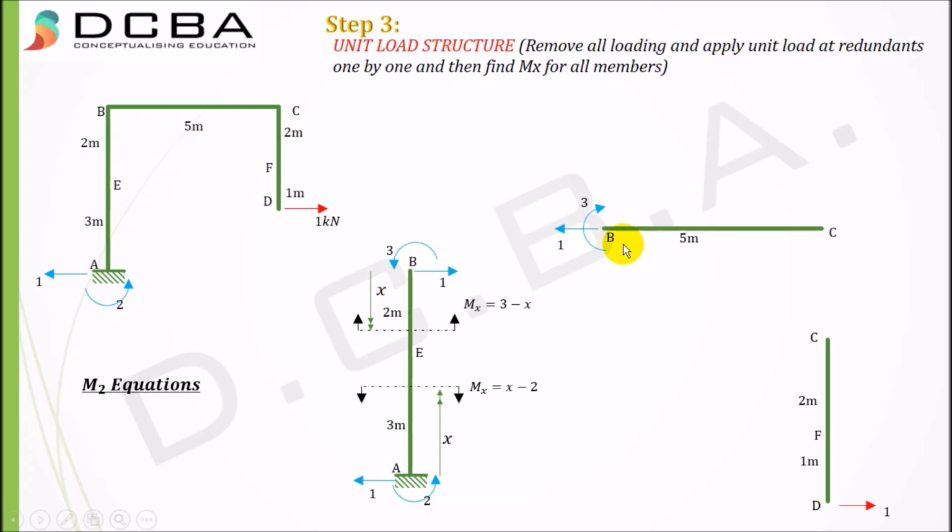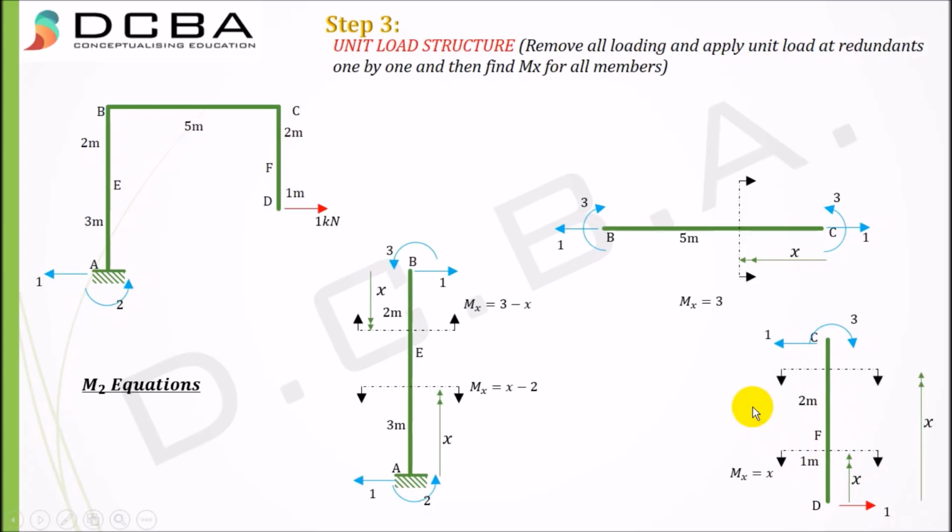Translating these reactions here, finding reactions here, I get 1 rightwards and 3 anti-clockwise. Taking x from point C, I get mx for BC as plus 3. Translating these reactions here, and now taking x from D for FD, I get mx equal to x, and again taking x from point D for CF, I get mx equal to plus 3. No, I'm sorry, it's x only, because we have taken it like this, right? And x is from here, so 1 into x, that is plus x. Fine, these were M2 equations.